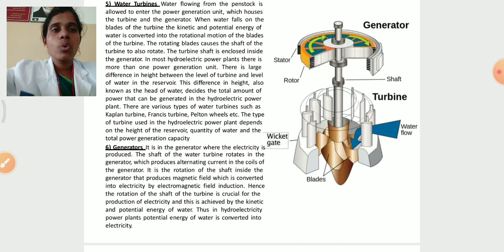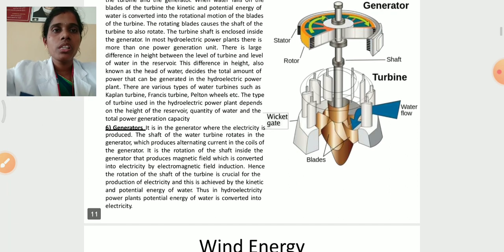The shaft of the water turbine rotates in the generator, which produces alternating current in the coil. The rotation of the shaft inside the generator produces a magnetic field, and this is converted into electricity with the help of magnetic induction. So because of the turbine shaft rotation, the production of electricity is achieved from the kinetic and potential energy of water. So in hydroelectric power plants, the potential energy of water is converted into electricity.